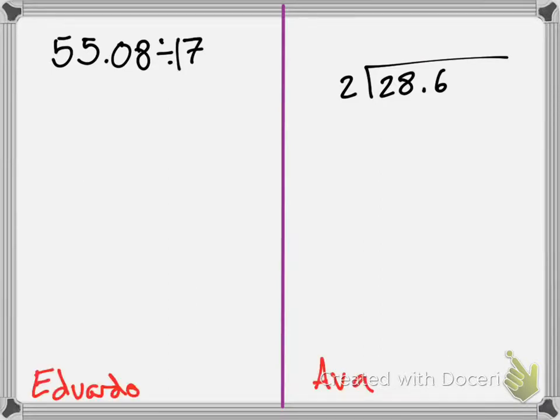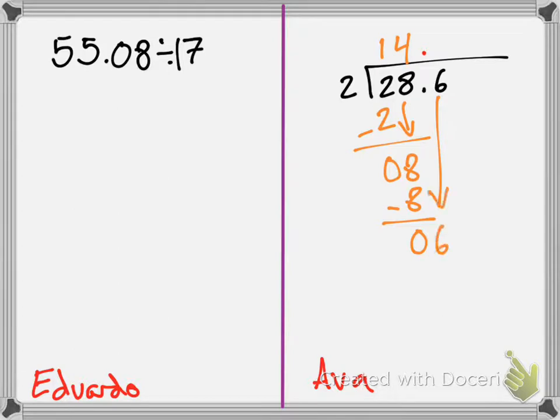So, Ava, excellent. We bring up our decimal. How many times does 2 go into 2? 1, and that's 2. We get 0. Bring down our 8. How many times does it go into 8? 4 times. That's 8. We get a 0 again. Even though I get a 0, can I stop? No, we still have numbers.